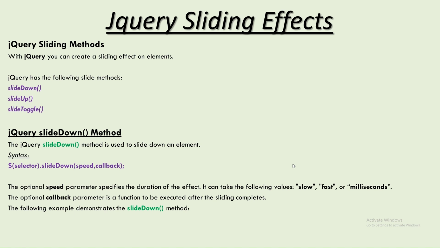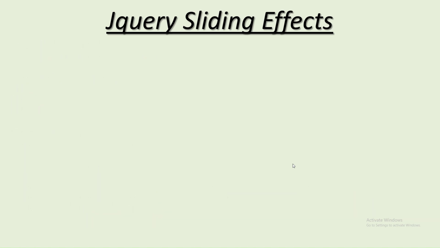The optional speed parameter specifies the duration of the effect, and it can take the following values: slow, fast, or milliseconds. The optional callback parameter is a function to be executed after the sliding completes. The following example demonstrates the slideDown method.